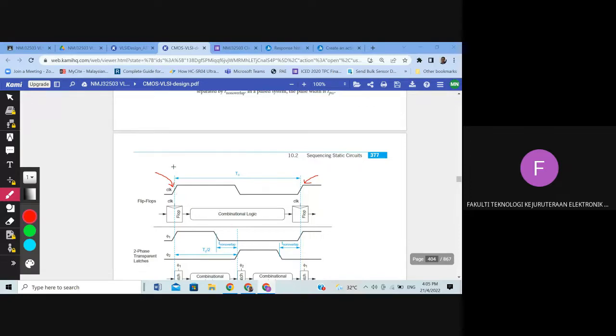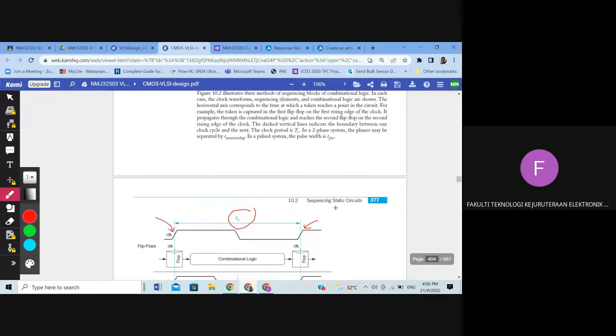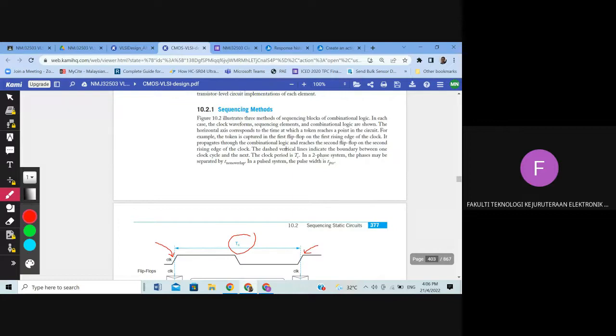This is the time we call Tc, the clock period, which allows the data to be computed using the combinational logic until it reaches the output at the next clock, and then it will get the output. I think the explanation is in here.